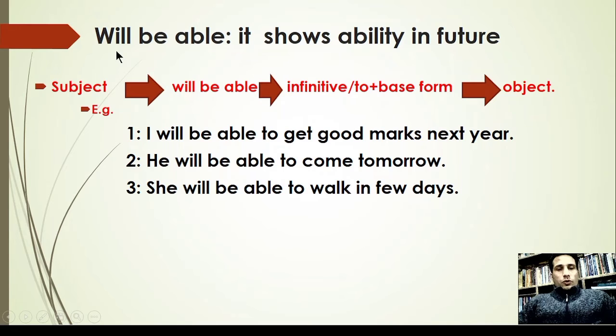Will be able to is also used to show ability in future. So it is a kind of substitute for can in future. This structure is subject followed by will be able, and then infinitive. Infinitive, you remember, to plus base form of verb is called infinitive, and then the object. For example, I'll be able to get good marks next year. So I'm talking about my ability in future. He will be able to come tomorrow. So again, I'm talking about future. She'll be able to walk in few days. Okay, so again, I'm talking about her abilities in future. So she will be able to walk in few days. To walk, to come, and to get. These are the infinitive verbs here.